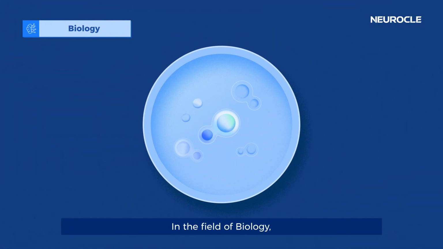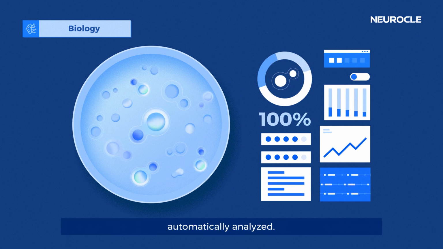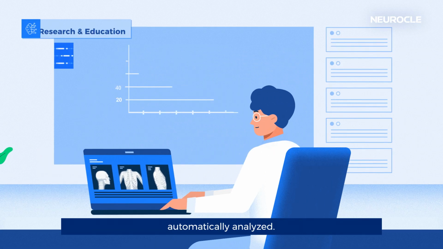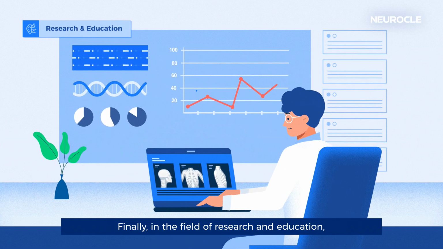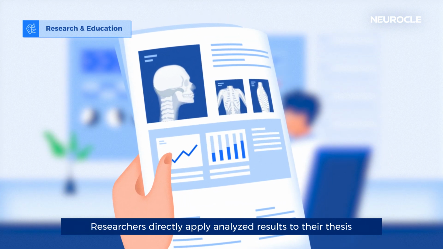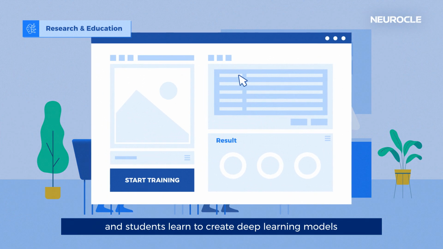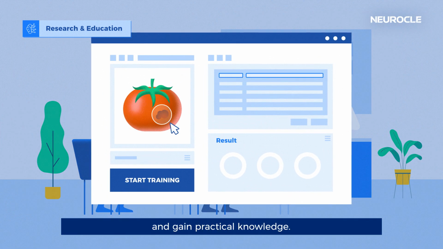In the field of biology, cell culture or computerized cell images are automatically analyzed. Finally, in the field of research and education, researchers directly analyze results for their thesis. And students learn to create deep learning models and gain practical knowledge.